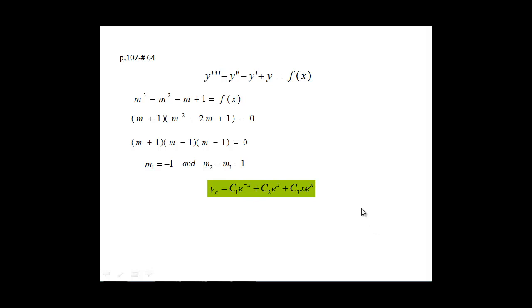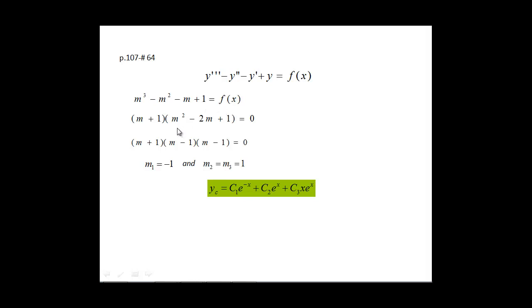We have a linear non-homogeneous differential equation y triple prime minus y double prime minus y prime plus y equal to f of x. Here, we're going to find the particular integral using the variation of parameters. The characteristic equation of this equation is m cubed minus m squared minus m plus 1 equal to 0.